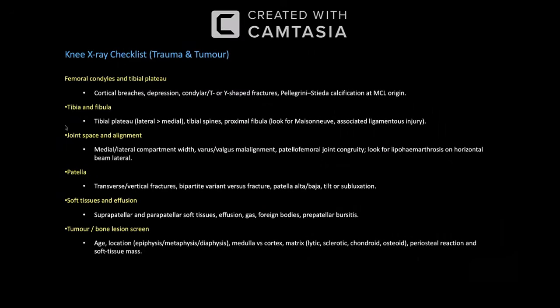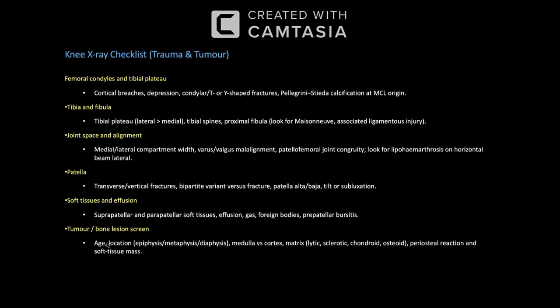This is the knee X-ray checklist. Look at the femoral condyles, tibia, and fibula, especially for fractures and associated ligamentous injury, joint space and its alignment, and the patella. If there is any associated variance, you should mention patella alta, or if there is a tilt or subluxation, all has to be mentioned in the report.